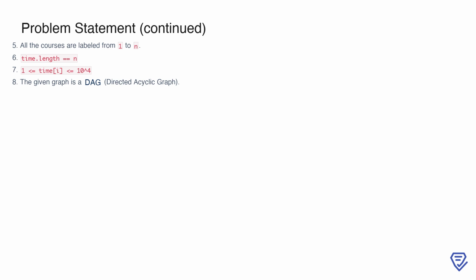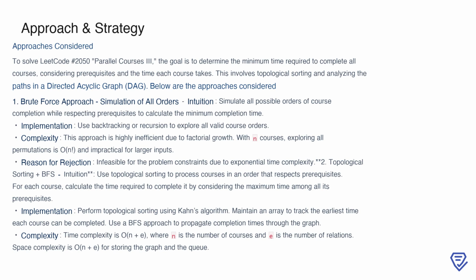To solve the problem of determining the minimum time required to complete all courses, we need to consider the constraints of prerequisites and the individual durations for each course. This naturally translates to analyzing a directed acyclic graph, or DAG, where nodes represent courses and edges represent prerequisites. One potential approach is brute force, where we simulate all possible orders of course completion while ensuring prerequisites are respected. This can be implemented through backtracking or recursion to explore all valid course orders. However, the factorial growth of this method, with a time complexity of O(n!), makes it impractical for larger inputs.